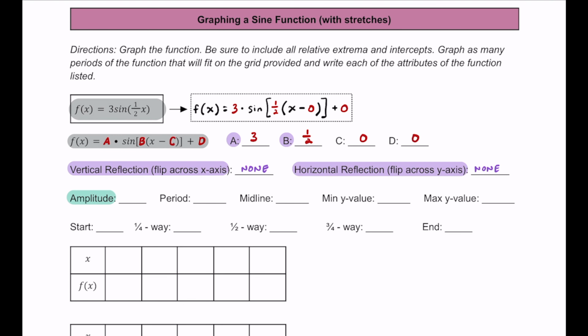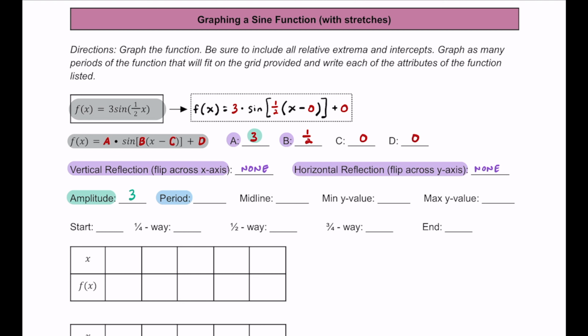The amplitude is going to be how high or how low this graph is going to be moving. So that is dependent on the a value here, and that's going to be 3. So our amplitude for this sine function is going to be 3. Basically, our graph is going to move 3 times higher than normal and 3 times lower than normal.